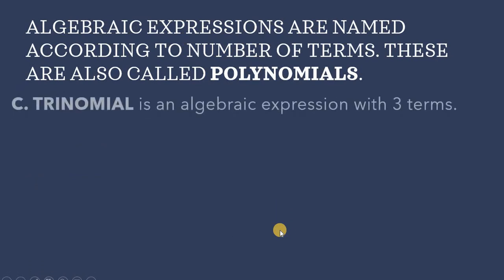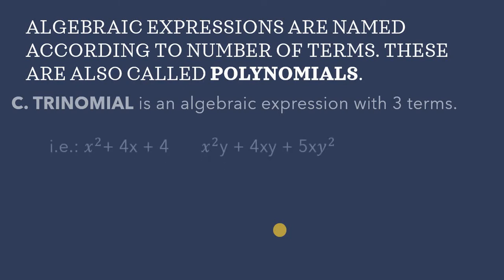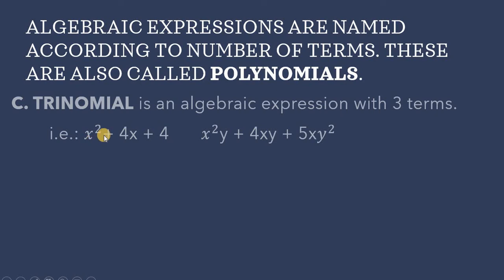We also have trinomial. Of course, these are algebraic expressions with three terms. Okay. Examples. x squared plus 4x plus 4. Tatlong terms yan. 1, 2, 3. Another example, x squared y plus 4xy plus 5xy squared. Three terms. 1, 2, 3.